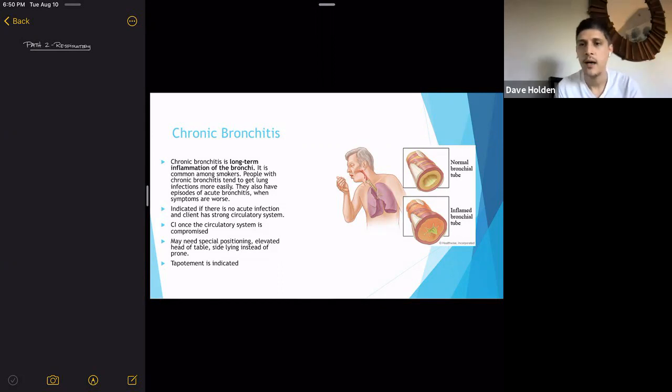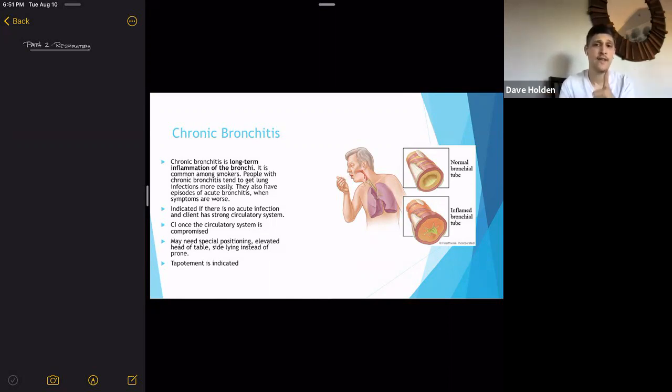Next up is chronic bronchitis. So chronic bronchitis is just like acute bronchitis, except we said acute bronchitis is usually viral. It's usually an infection. Chronic bronchitis is more common among smokers. People with chronic bronchitis tend to get lung infections very easily. They also have episodes of acute bronchitis when symptoms get worse, but those tend to come and go in spells. So they'll come and they'll get better.